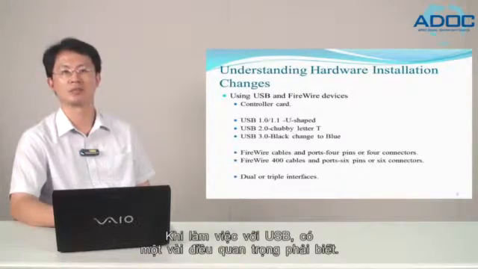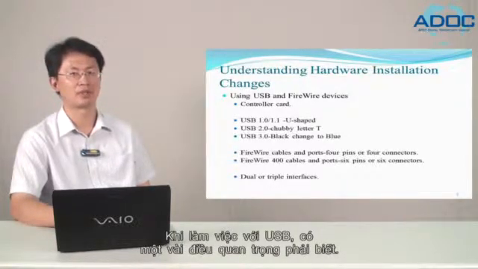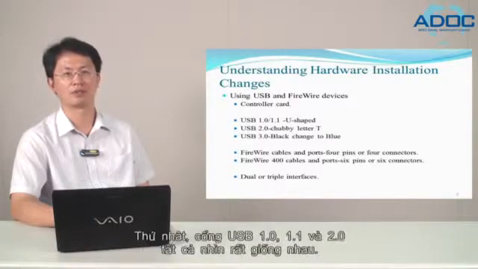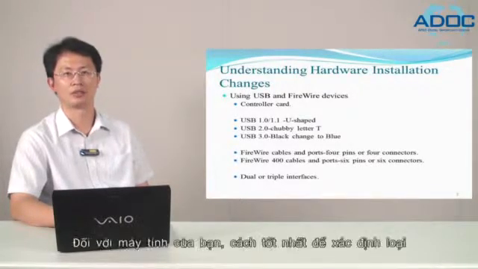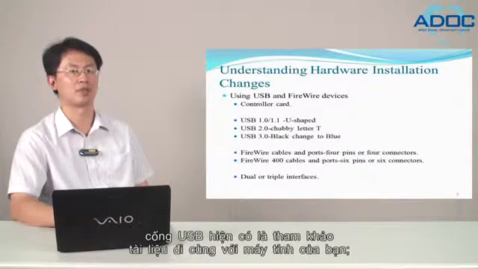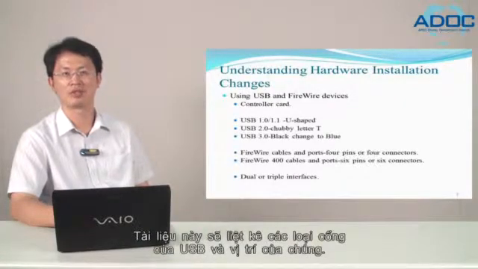When working with a USB, there are some important things to know. First of all, USB 1.0, 1.1, and 2.0 ports all look very similar. For your computer, the best way to determine which types of USB ports are available is to refer to the documentation that came with your computer. And this documentation should list the types of USB ports and their locations.